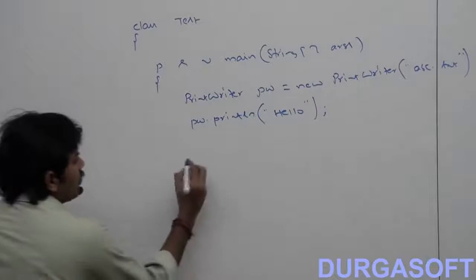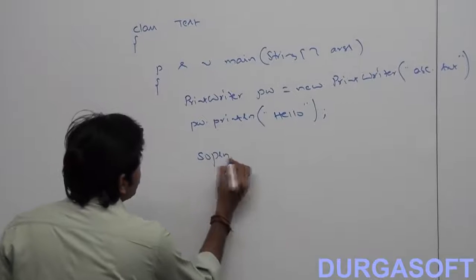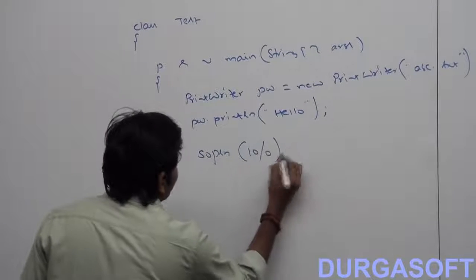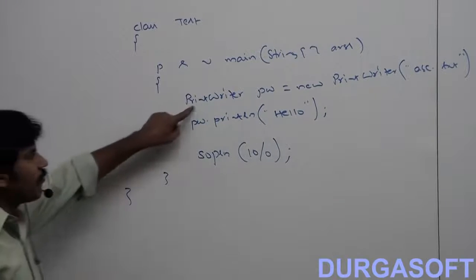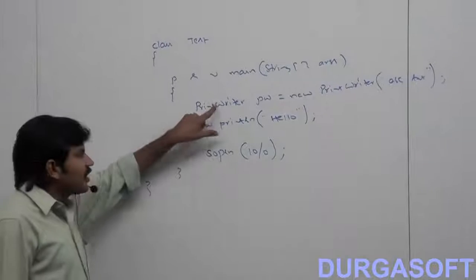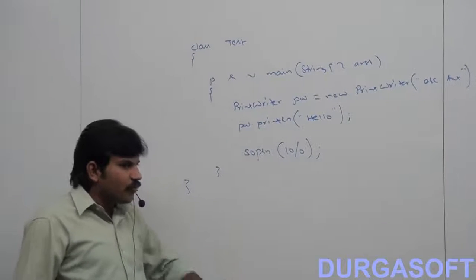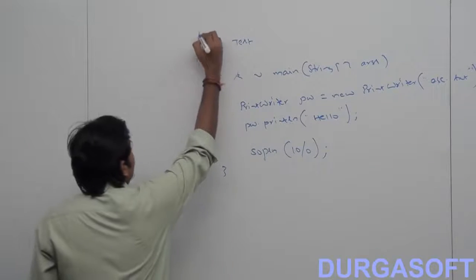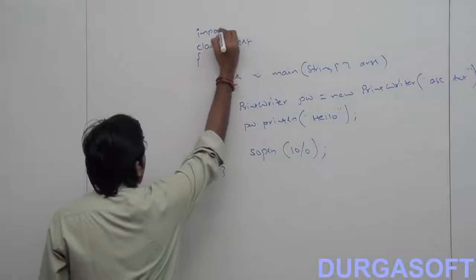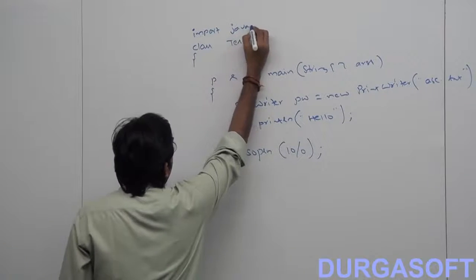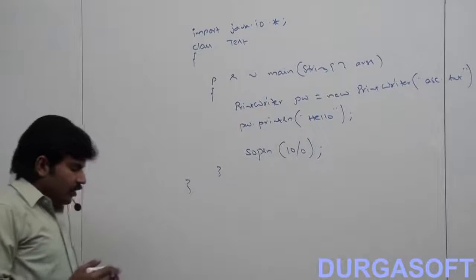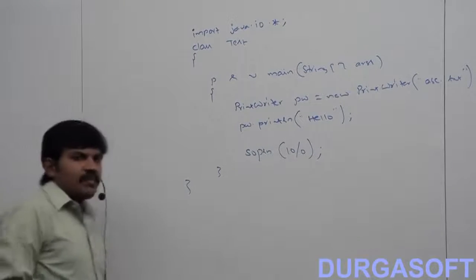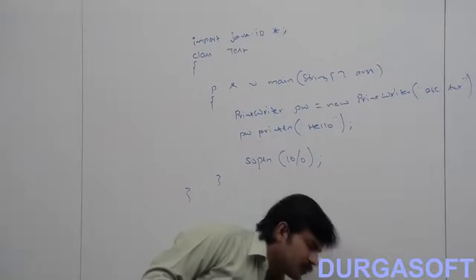And then System.out.println(10/0) also I am taking. Now I will ask: PrintWriter is available in which package? The IO package. Let me write the import statement also: import java.io.PrintWriter, or star. Now I will ask the compiler, can you please compile my code?